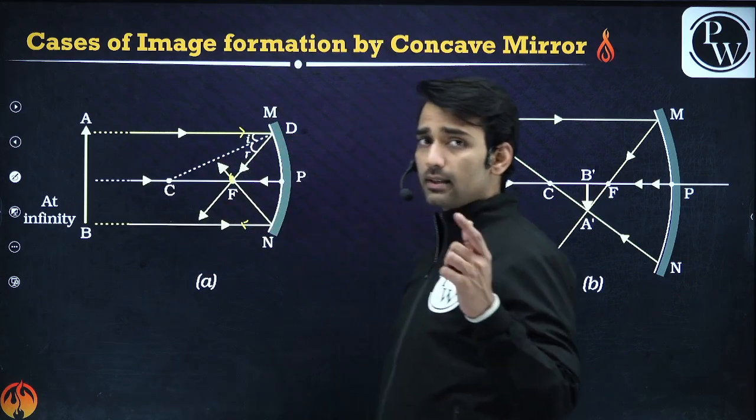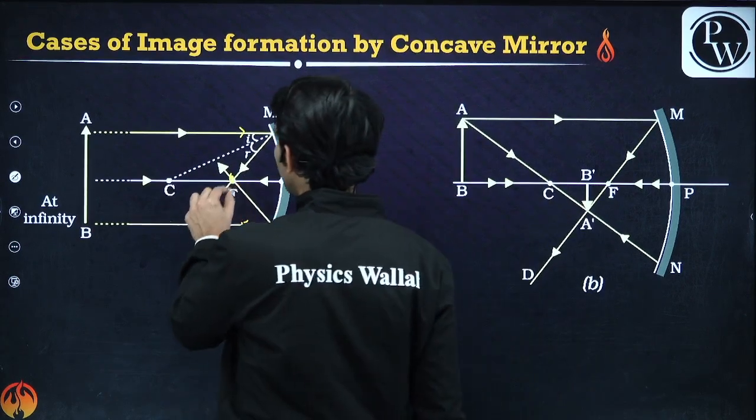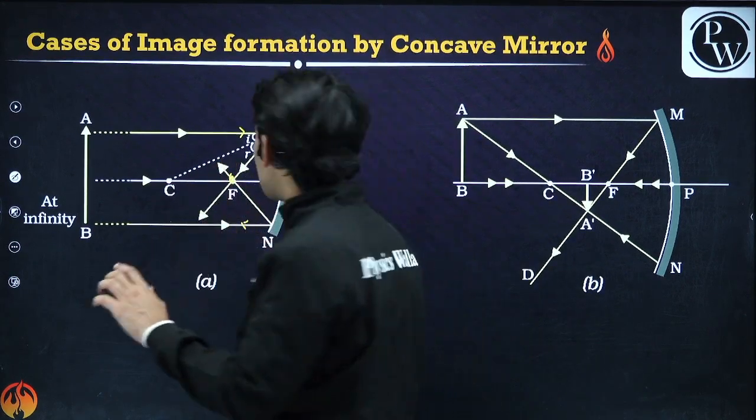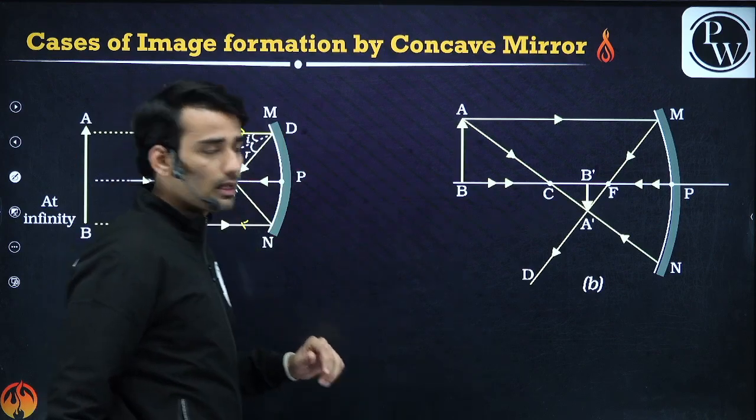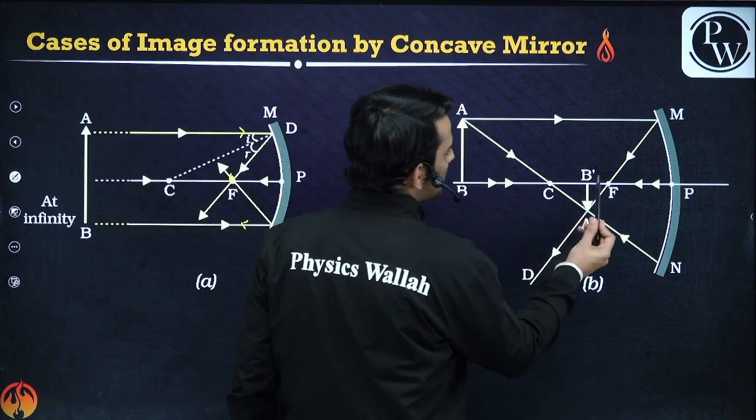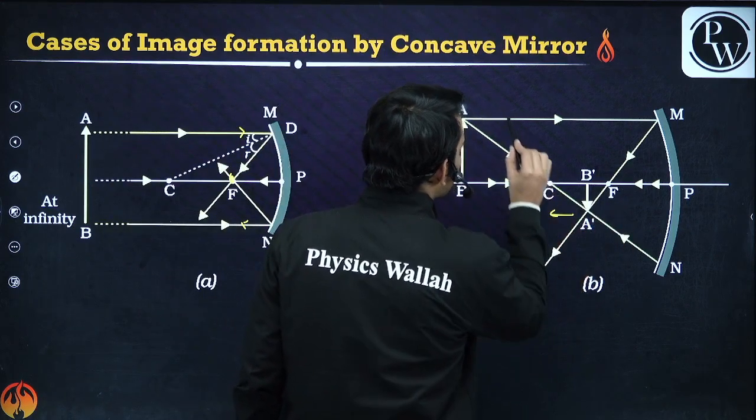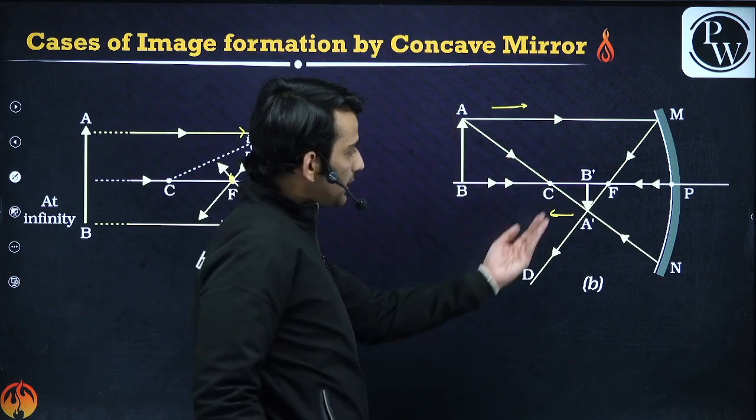And what is the nature of the image? Basically, it is real, inverted, and point size. Okay. Now bring the object closer to the mirror. You can see now the image will go away as the object is coming towards the mirror. So it has gone away.